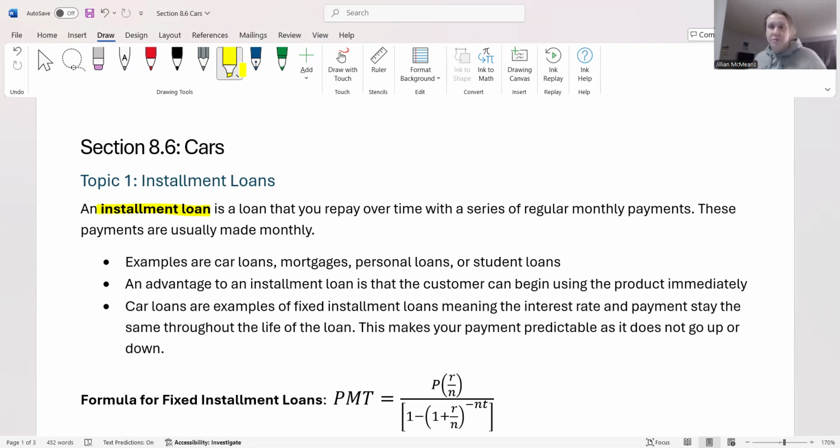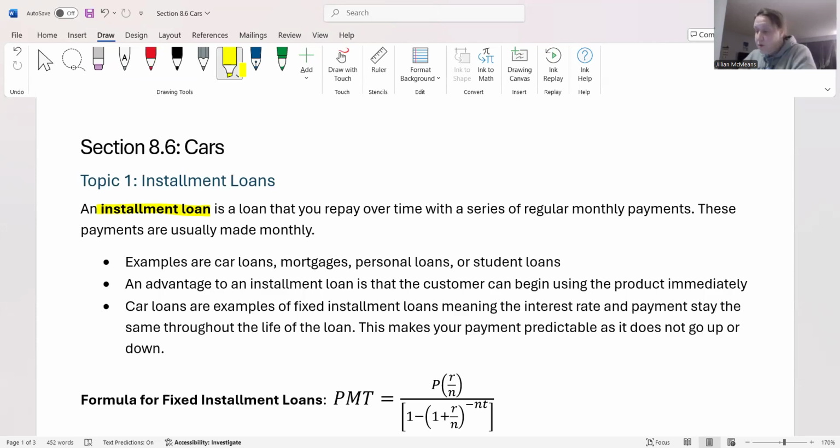Cars and homes are really common, okay? You can't pay off a car in a few weeks, it's going to take you years. You can't pay off a home in a few months, it's going to take you years. So you're going to make a series of regular payments. They are typically monthly. You could certainly have a bi-monthly or weekly payment, but generally speaking, they're going to be monthly.